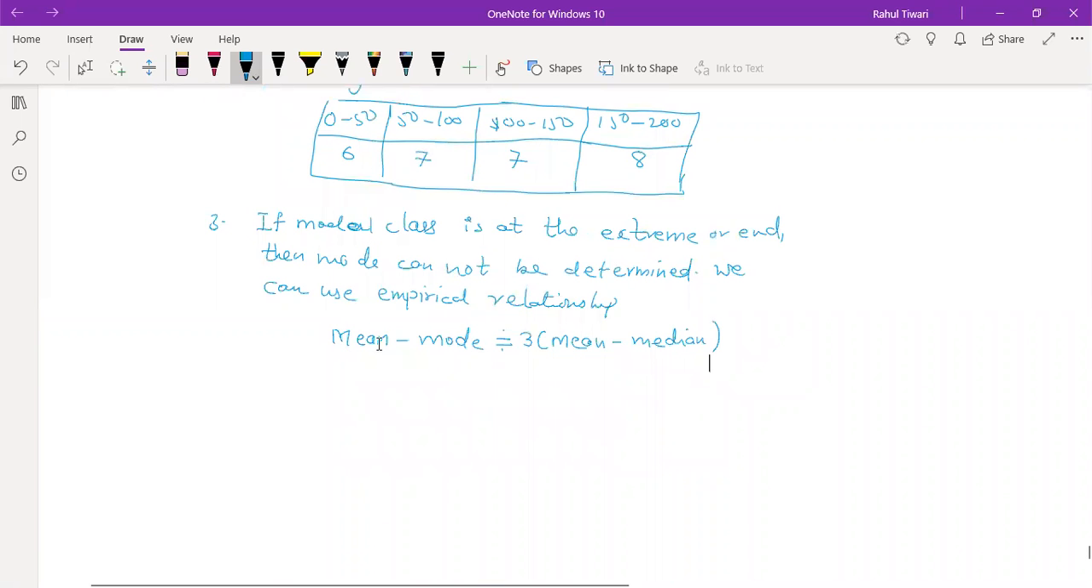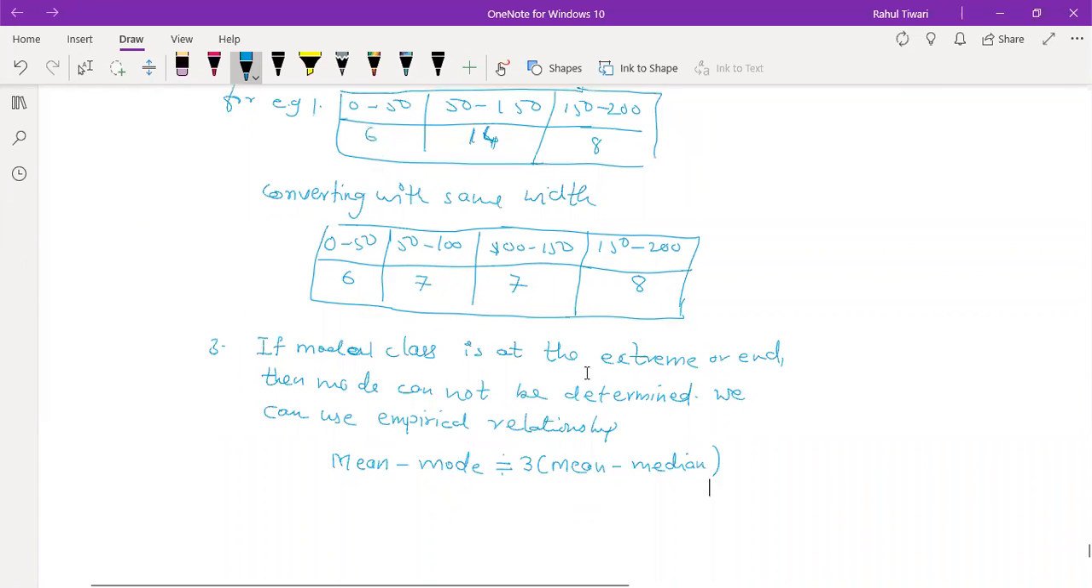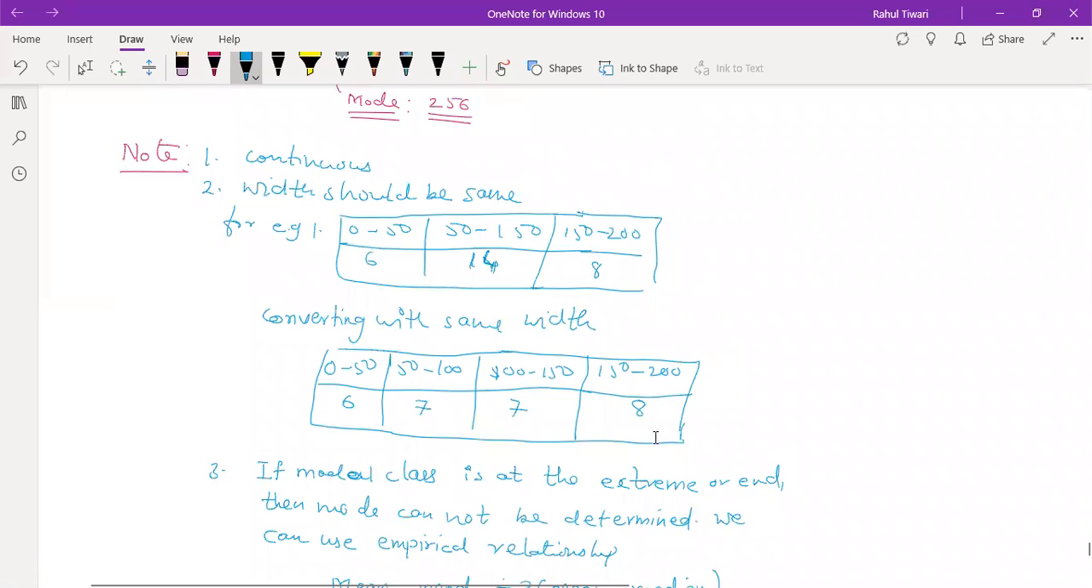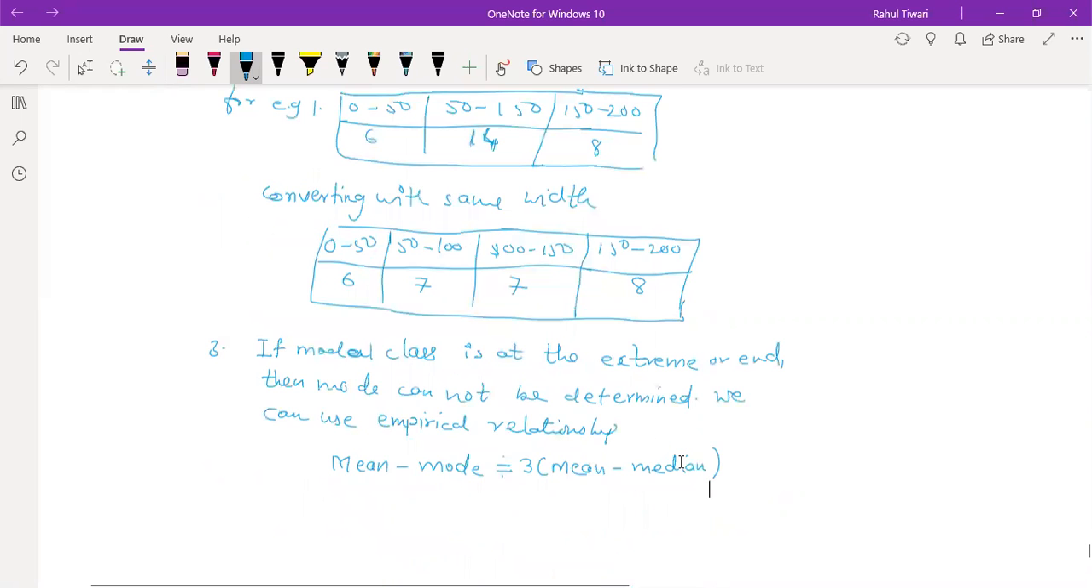What does the relation say? You know how to get the mean of this data, and you know how to get the median for this data. Once you know the mean and median, you substitute here and get the mode. So these are the 3 notes you must always take care of while solving problems based on the mode. Is that clear, students?